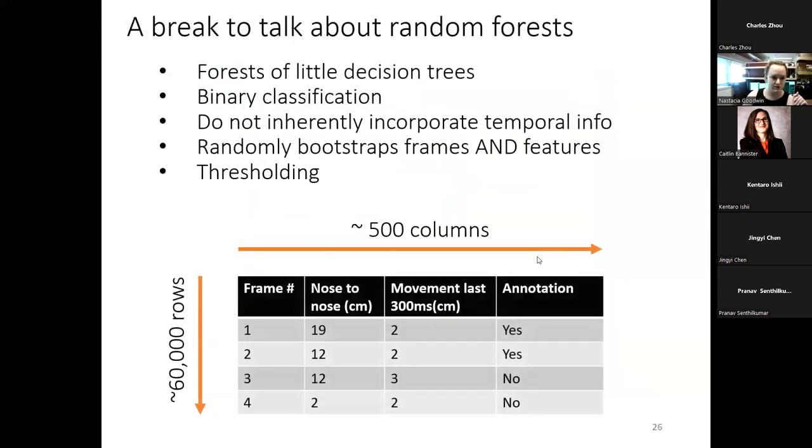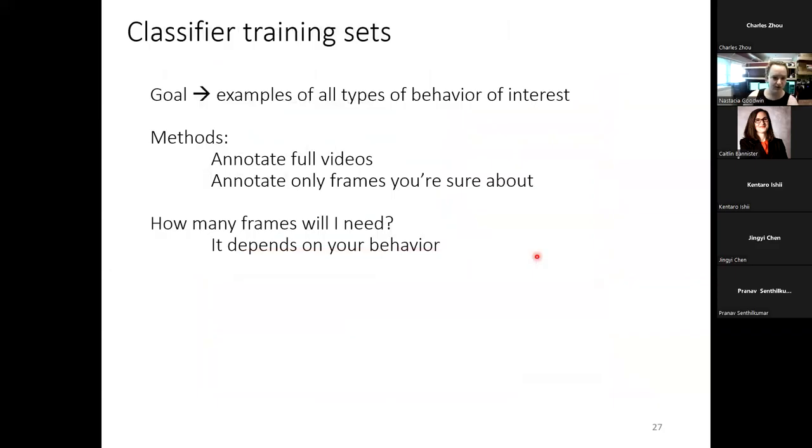Okay, so with all of that information, the goal of good classifier training sets is to have examples of all of your types of behavior of interest. So all of the different ways that an attack could look, including those big, long wrestling bouts, individual slaps to the face, etc. You want your classifier to know all of the different ways that attack can happen. You also need your classifier to understand that animals rearing up and sniffing each other is not attack.